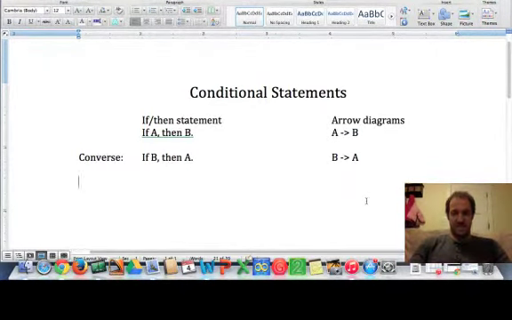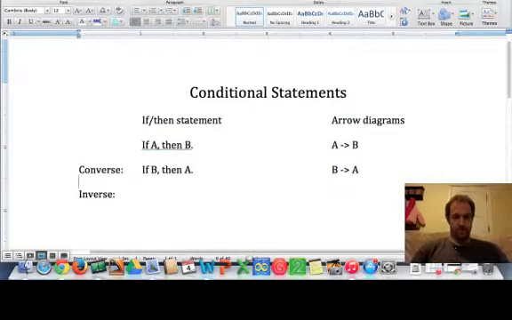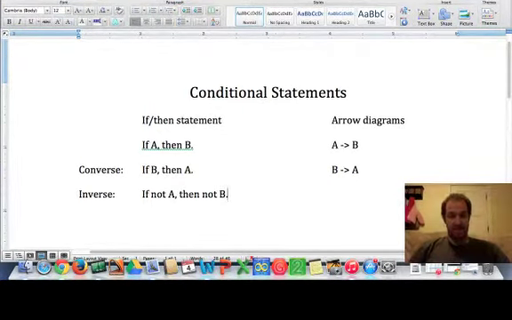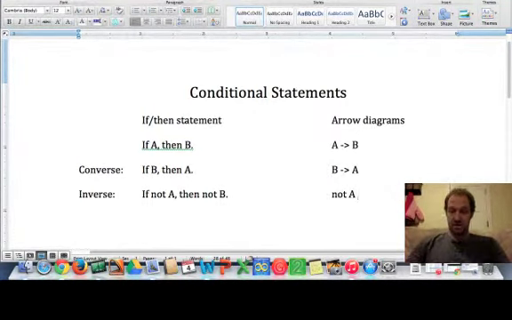So what is the inverse of an if-then statement? Well, you take the original statement, if A, then B, and for the inverse, you simply put not in front of them. So if not A, then not B. And it is as simple as that. For the arrow diagram, it would be not A leads to not B.